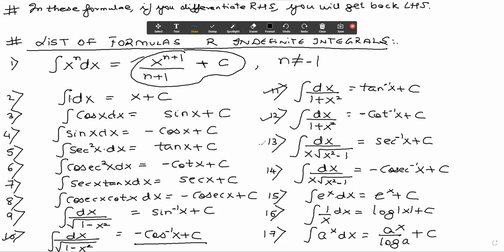Similarly, integral dx upon x times under root x square minus 1 is sec inverse x plus c. And the same thing will also give us minus cosec inverse x plus c. Integral e to the power x dx will be e to the power x plus c. Integral 1 upon x dx will be log of mod x plus c. And integral a to the power x dx will be a to the power x by log a plus c. So I hope all students are clear with this.